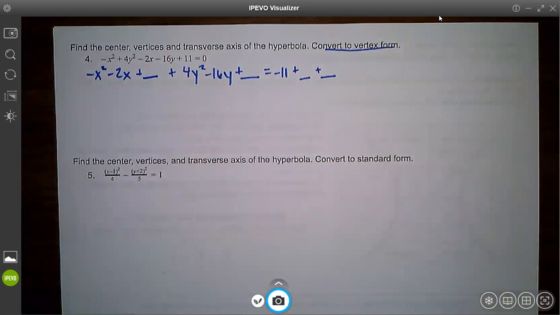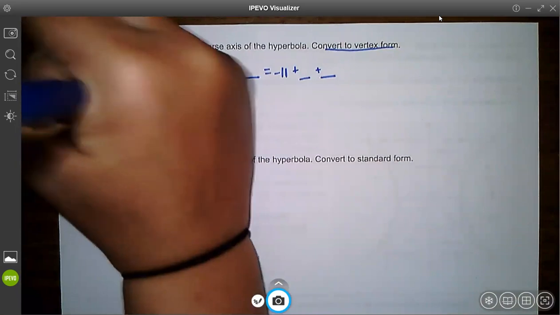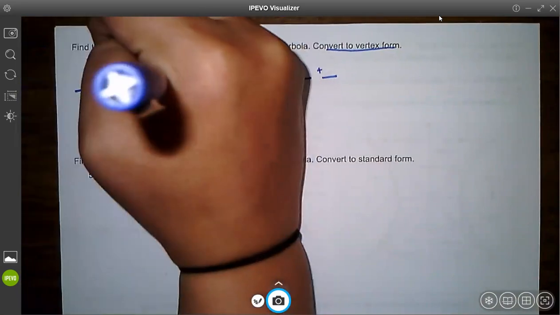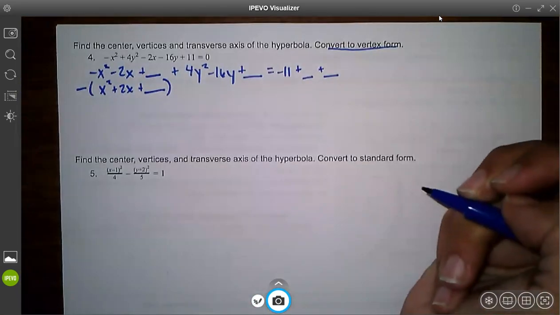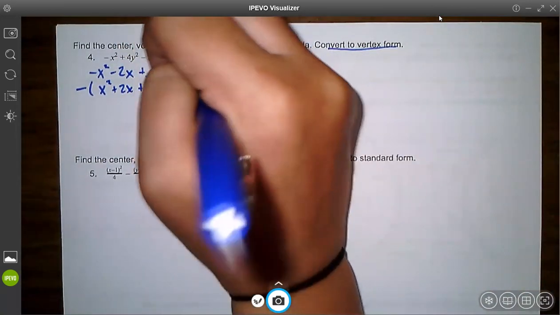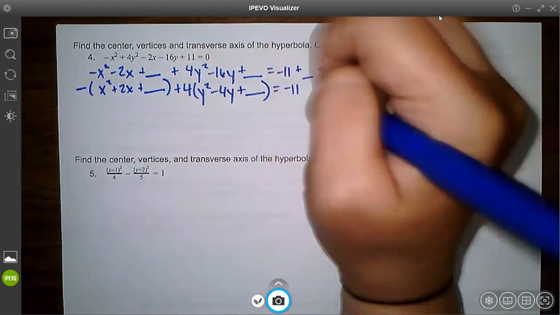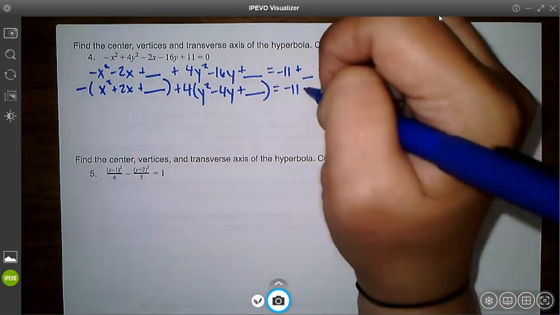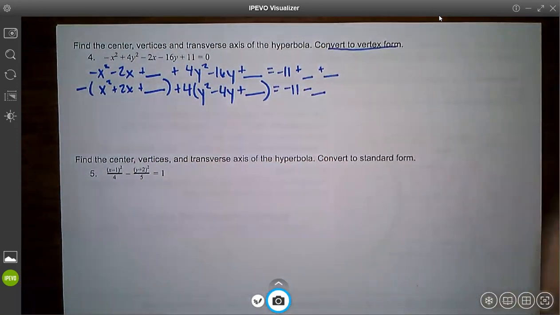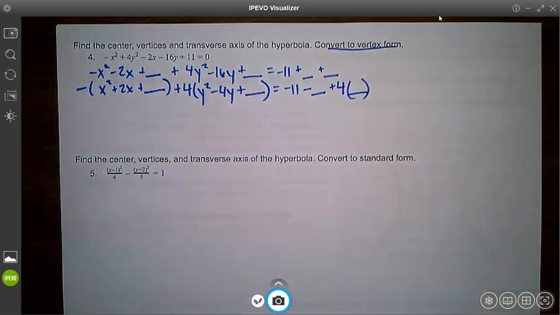Remember, you have to pull your GCF out. You can only complete the square when your leading coefficient is positive 1. So this one has a negative, so I'm going to pull that negative out. So I have x squared plus 2x plus something. And this one, I'm going to pull out my 4, so I have y squared minus 4y plus something. And that also changes the other side. Instead of a plus out front, I'll have a minus something on that first one, and I'll have a plus 4 times something on that second one.